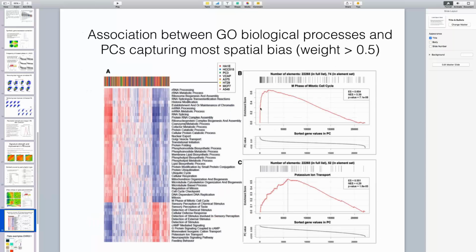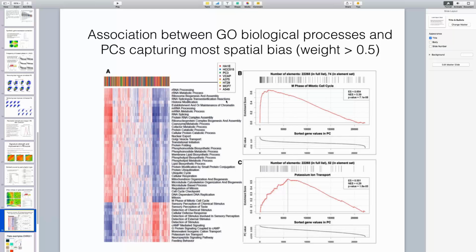Here we try to delve a little bit more into the meaning of these principal components. We try to identify what causes the bias. Is it temperature or light? It suggests that it's some kind of gradient, because that's usually what we see on these plates. So it should be something like temperature or humidity maybe.